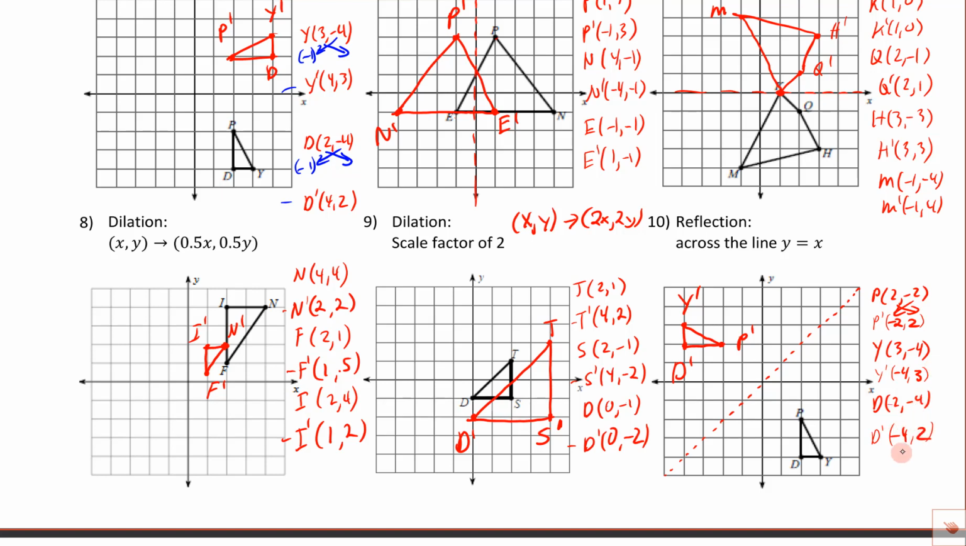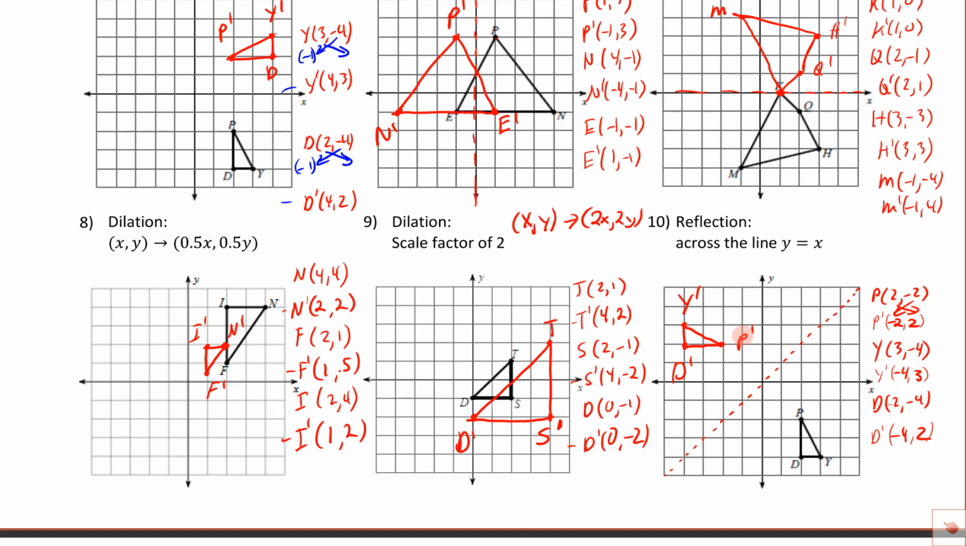Now let's check a couple of these. Let's check D prime. D prime should be at negative 4, 2. So we should go back 4, 1, 2, 3, 4, and up 2. There we go. Let's check this one. P prime should be at negative 2, 2. Back 2 and up 2. So we're in great shape. We've got that all set, all taken care of on the front side.